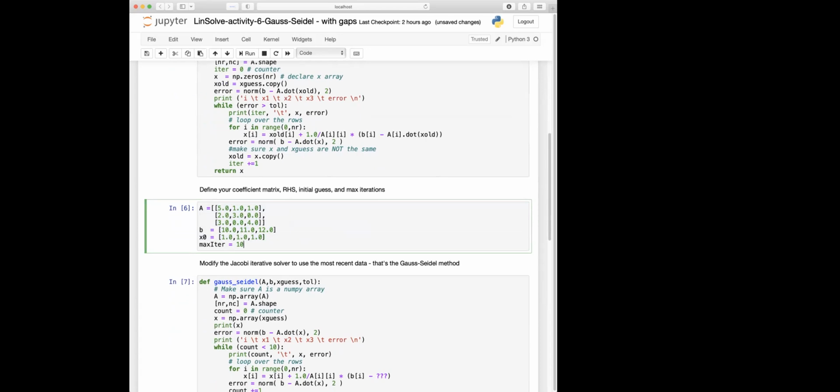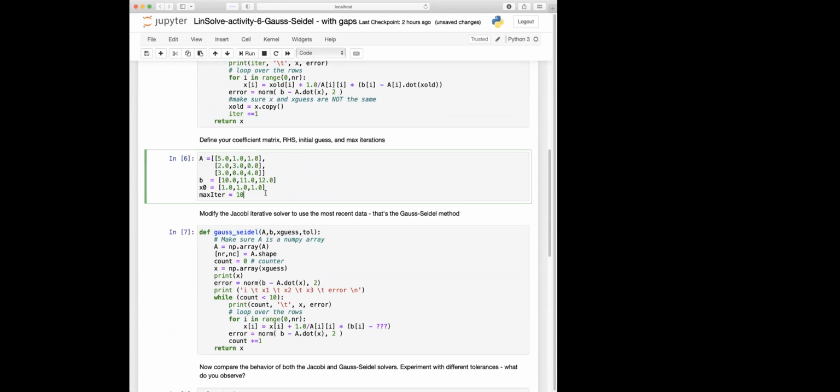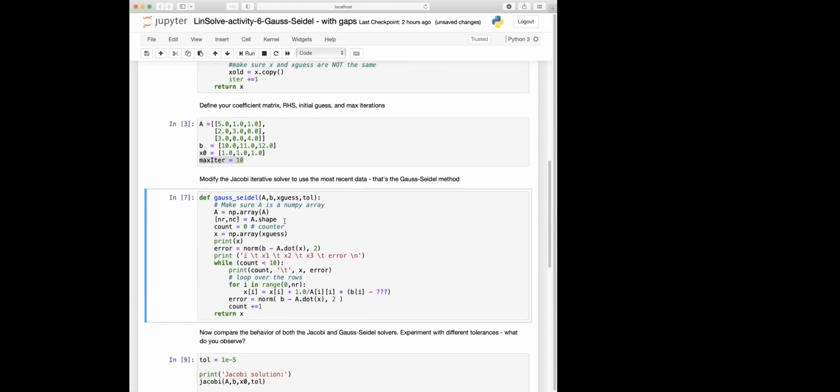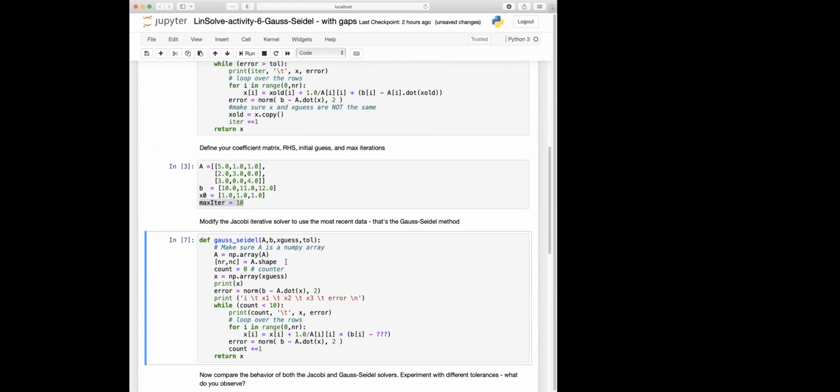And for some reason, I specified a maximum number of iterations, okay? Now, I'm going to take the Jacobi algorithm. Like I said in the slide, the Gauss-Seidel algorithm is simply a modification of the Jacobi. So I copied and pasted the Jacobi algorithm over here, and I changed the name to Gauss-Seidel. Still takes coefficient matrix, right-hand side, initial guess, and a tolerance. But the Gauss-Seidel uses the most recent information available, okay?